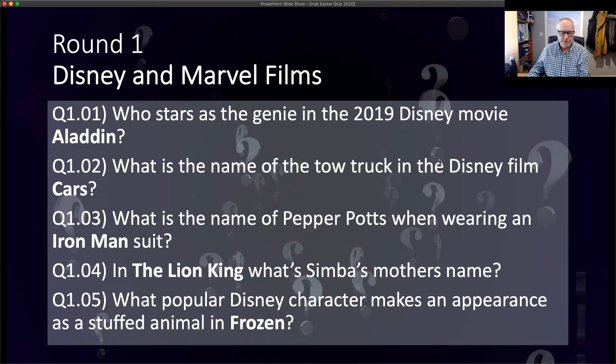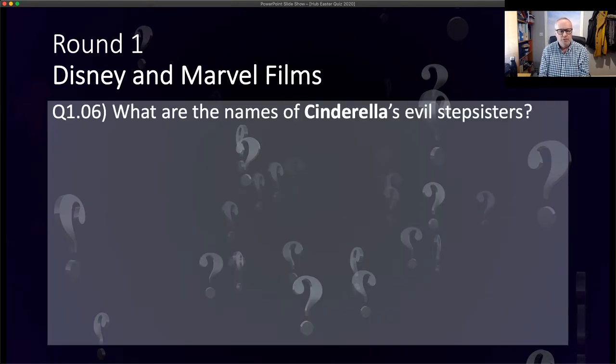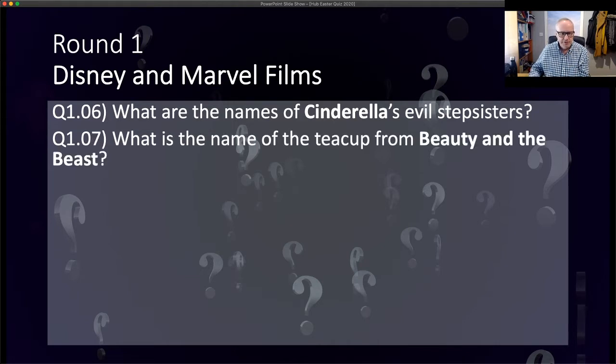Okay, hopefully you've done the first 5 questions, so we'll move on to questions 6 to 10 in round 1. Question number 6, what are the names of Cinderella's evil stepsisters? Question number 7, what is the name of the teacup from Beauty and the Beast?